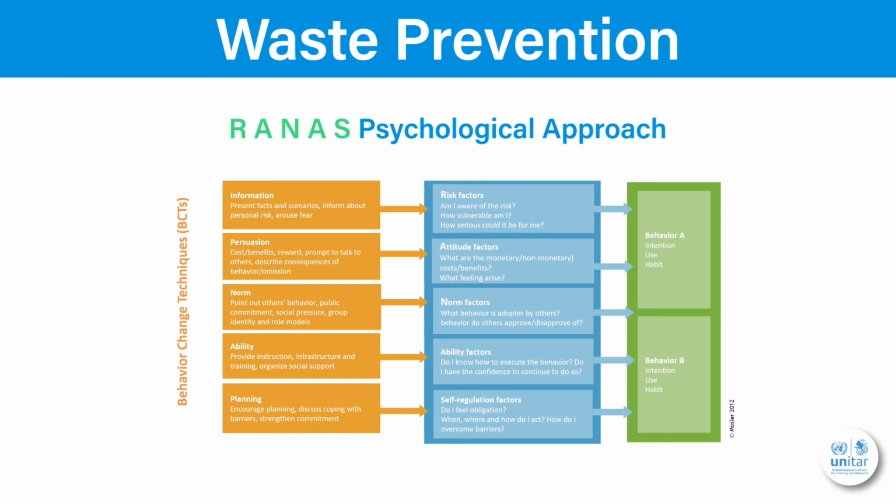If we want to trigger the attitude factor, we can reward people, highlighting the cost and benefit of not using single-use plastic bags anymore, for example. If we want to trigger the norm factor, we can use role models, being TV stars or an iconic local person, showing their commitment towards a certain behavior, and asking people to do the same. For the ability factor, we can provide instruction and infrastructure or equipment, for example, a refill bottle, and explain where to refill it and how to clean it. For self-regulation factors, we can help people define a planning.